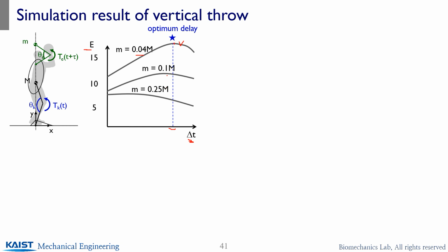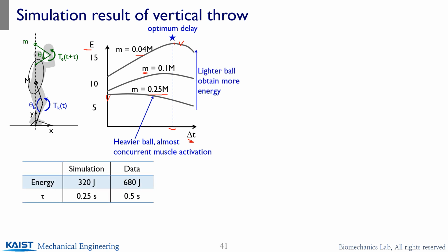As you increase the mass of the ball, up to the point of 25% of your whole body mass, I'm not sure if you could even throw it. There is no optimality observed. Which does make sense, because if you have a really heavy ball, a concurrent muscle activation for the whole body will work, and there is no kind of delayed optimality that will exist.